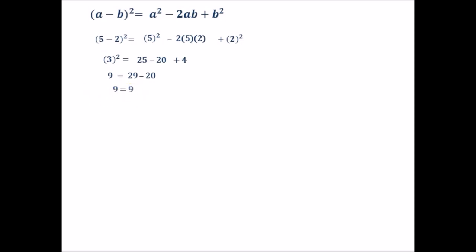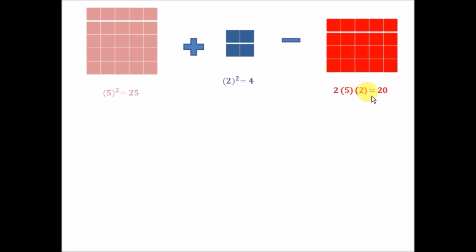So now let's validate the identity with the help of pictorial demonstration. So we had a² as 5², equals 25. So a 5 by 5 square having 25 blocks, plus b² as 2², equals 4, so a 2 by 2 square having 4 blocks, minus 2ab, 2 into 5 into 2, 2 5s are 10, 10 2s are 20. So this block of rectangle having 20 blocks should be removed or subtracted. And after doing all the operations, we should be left with a 3 by 3 square having 9 blocks.